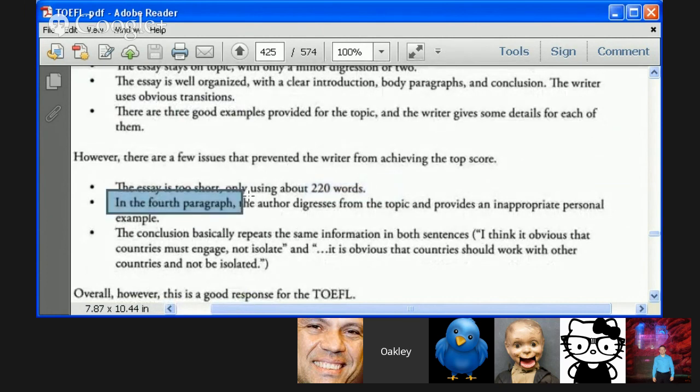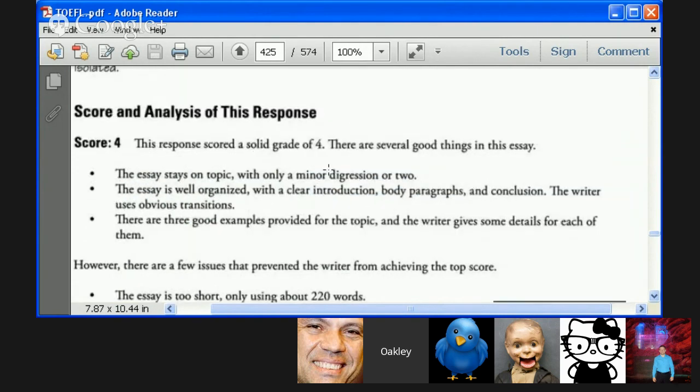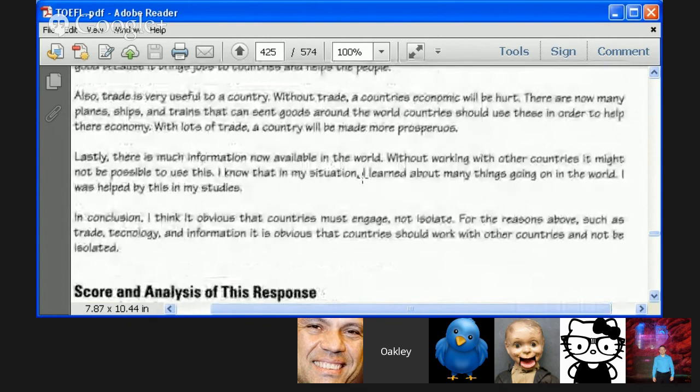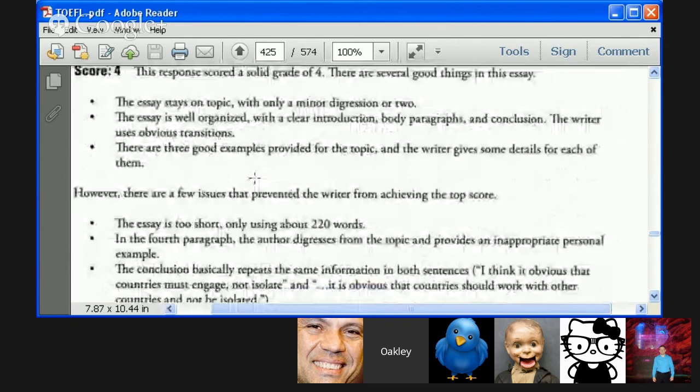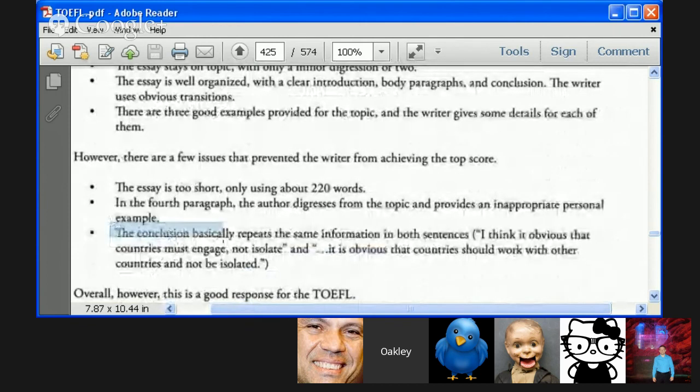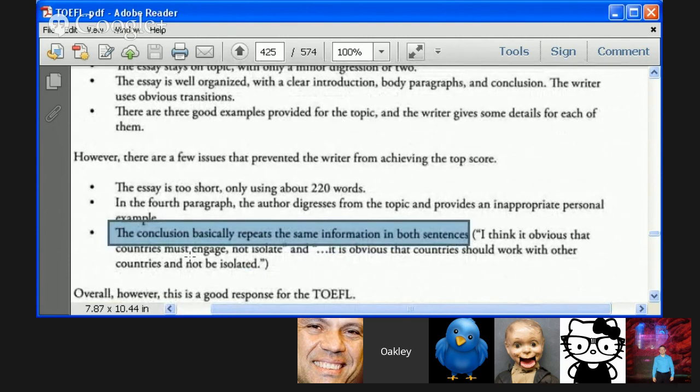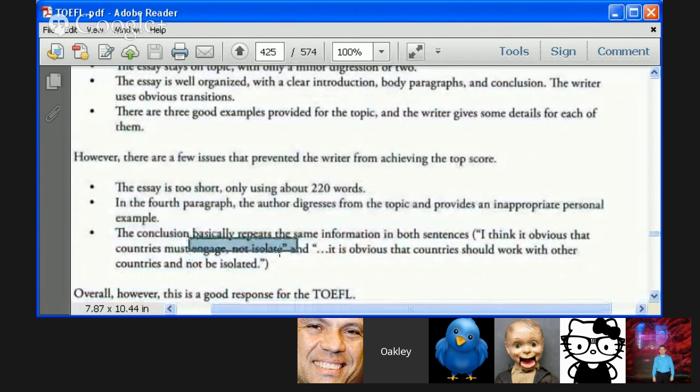In the 4th paragraph, the author digresses from the topic and provides an inappropriate personal example. That was the one, my friends, where we said this is vague and kind of stupid, right? We picked it. The conclusion basically repeats the same information in both sentences. Again, repeating the same exact vocabulary is going to get you in trouble. So I think we kind of nailed all these points when we analyzed it. So you guys are genius editors.